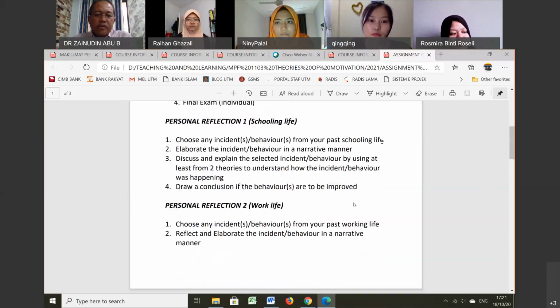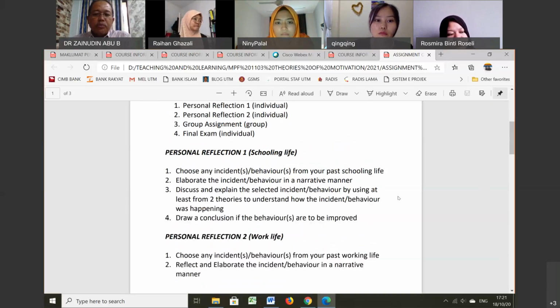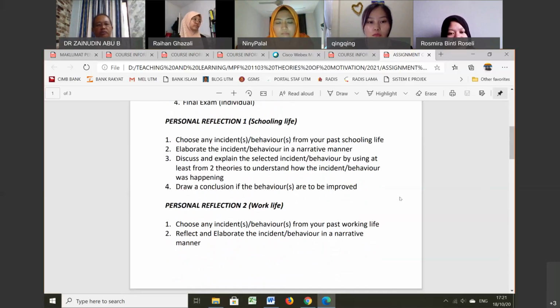Okay, now personal reflection 1. You need to differentiate between 1 and 2. The first one, reflection 1, is about schooling life. This is very, very interesting. And then personal reflection 2 is about working life, the work life. So now you're working, a career person, right? You have jobs, you have careers. So for personal reflection 2, you have to share about your personal experiences.